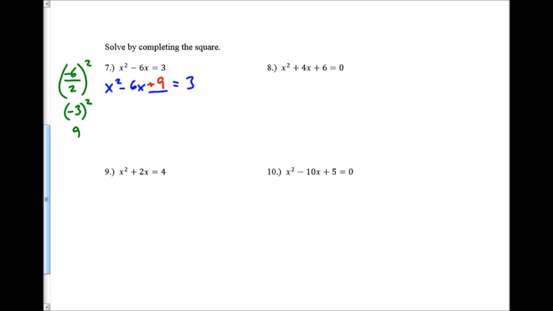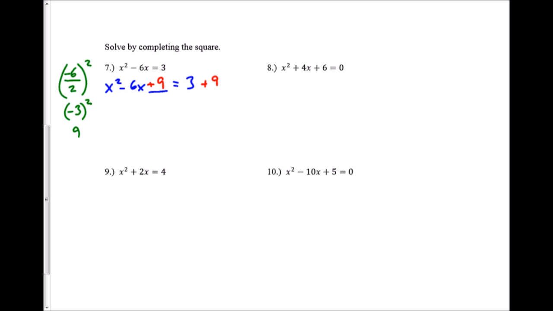And what that does is it creates a perfect square trinomial. X squared minus 6x plus 9 is a perfect square trinomial. It's going to factor into a binomial squared. When I'm solving by completing the square, the thing I have to remember here is that I just added a 9 to this side of the equation. So I have to add a 9 to this side of the equation as well. So I'm going to add 9 over here too.